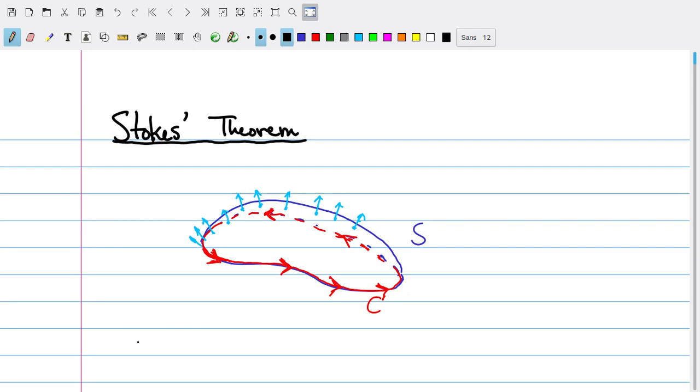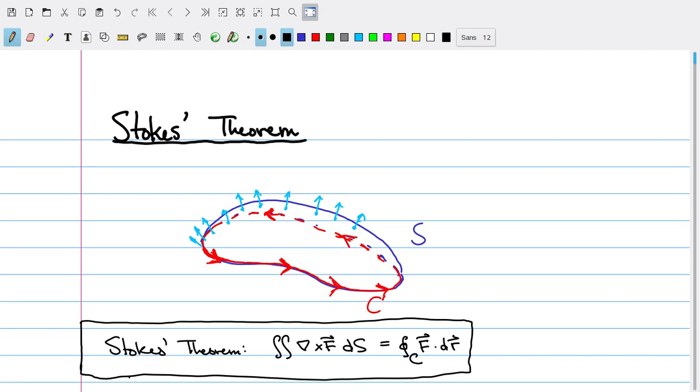And what Stokes' theorem tells us is that the integral of the curl of a vector field over my surface will be equal to the line integral over that closed loop of f dot ds, or f dot dr. So this can be extremely useful because sometimes I can replace a very complicated line integral with a much easier surface integral, or alternatively a very complicated surface integral with a line integral that I have a much easier time doing.